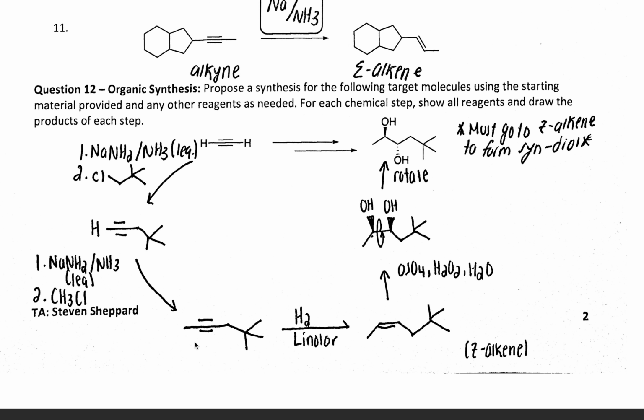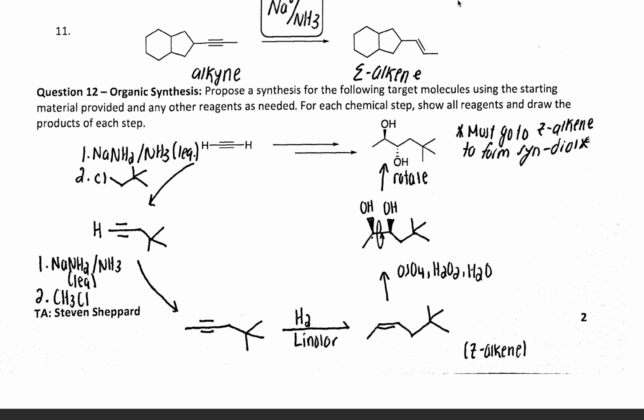So to go from this alkyne to the right alkene, I'm going to use H2 and Lindlar. And there's a reason why I chose this and not sodium and ammonia, because this Z-alkene is the proper conformation for osmium tetroxide to do that syn addition to form that syn diol, okay? So you have to go to this Z-alkene to add that syn diol, and the only way that I got from this structure to that final structure is rotating this carbon-carbon bond back down. All right, I hope that makes sense. If you have any questions, email me, and good luck studying this weekend.